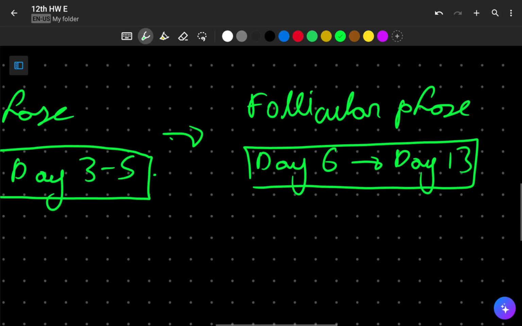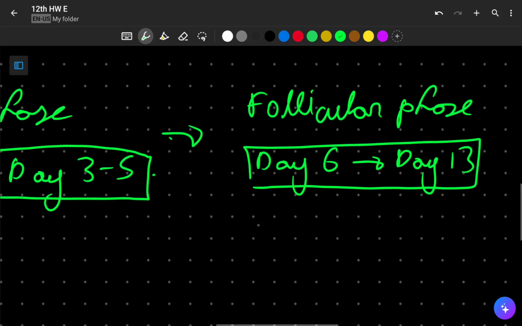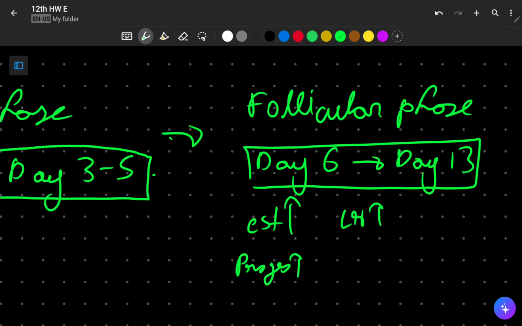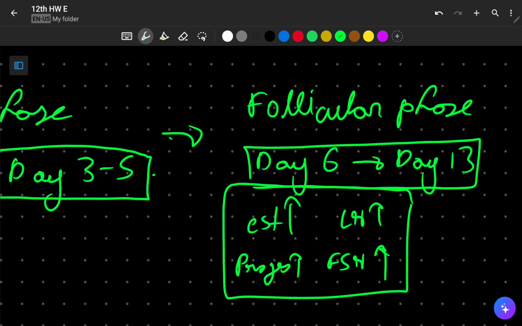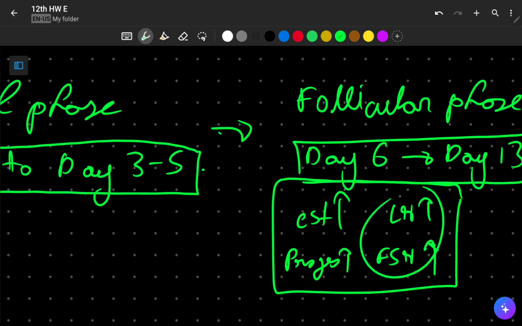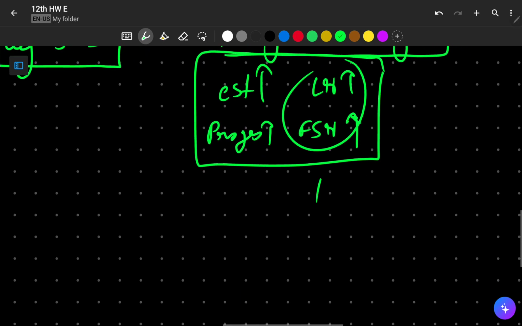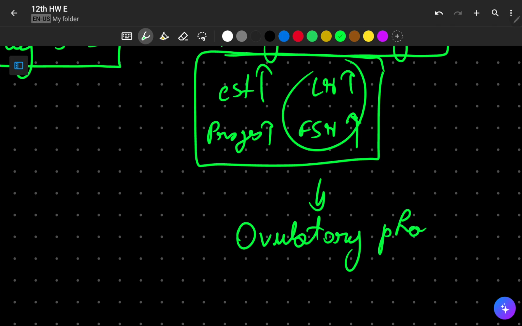It is at this stage where our estrogen increases, progesterone increases, LH increases, FSH increases. This is again the starting point where everything basically starts increasing. LH and FSH increase rapidly. Now let's talk about the next phase, which is the ovulatory phase. This is just a single day phase where the egg will come out, day 14.